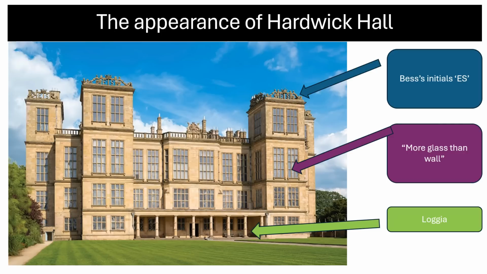So we'll just use this slide to point out some key features of the outside of the building. You can see there at the bottom is what's called the loggia, which is a real style in the Renaissance. The thing that really strikes you when you look at Hardwick Hall is all that glass, more glass than wall. And of course you can see Bess's initials at the top, ES. I think that shows you one of her motivations for building Hardwick Hall is about everybody knowing that this is her house and it's all part of her legacy.